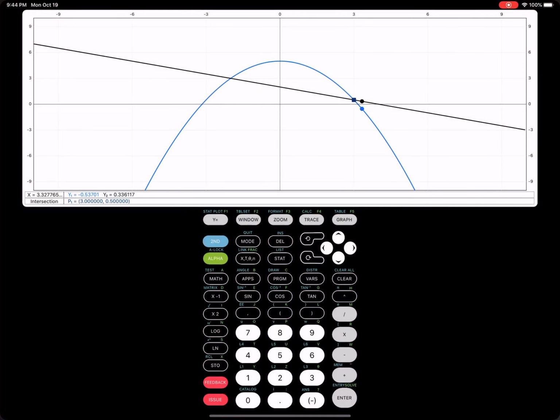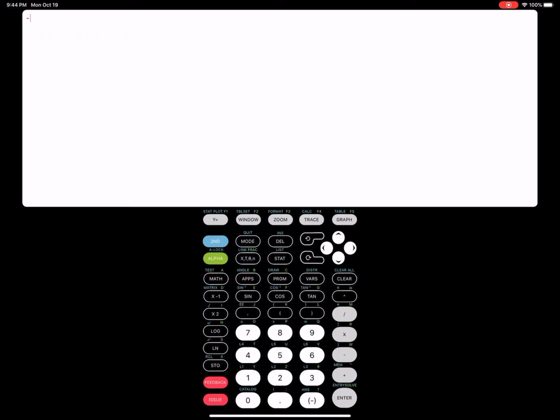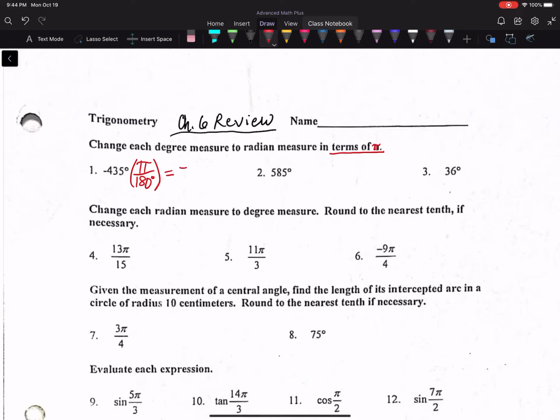Just do negative 435 divided by 180 in your calculator, hit math, enter. And it's negative 29 over 12. So you write on your answer sheet negative 29 pi over 12. You just put the pi in with it.